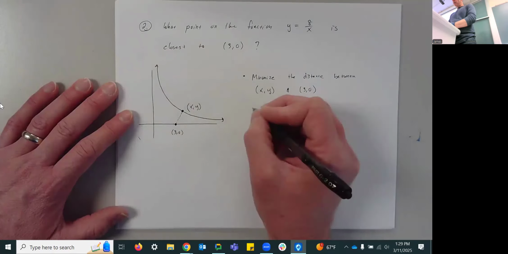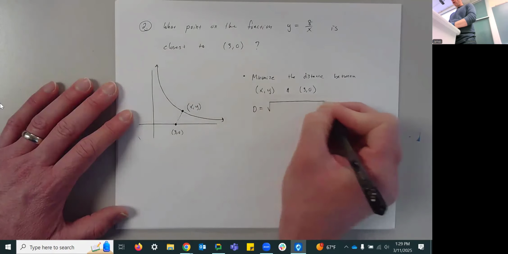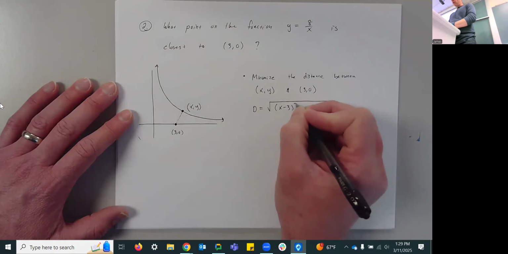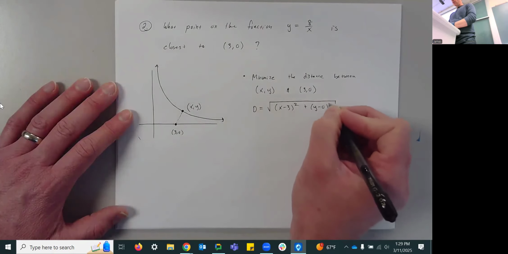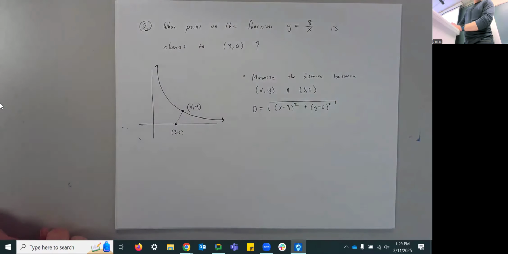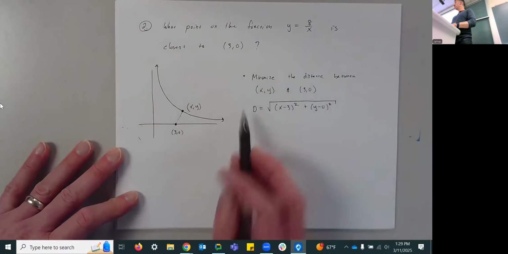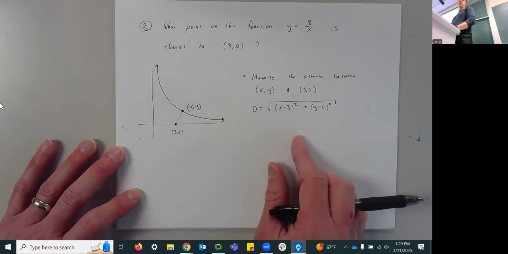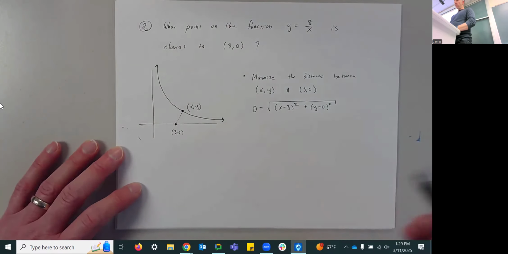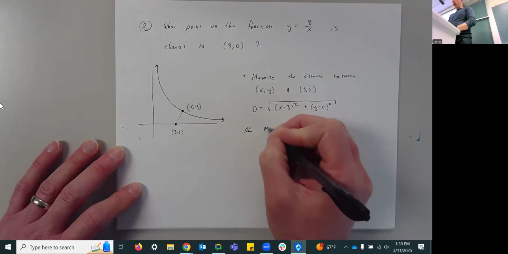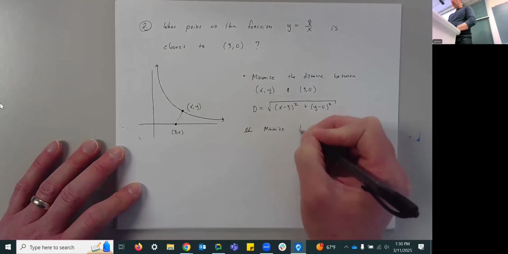So we're trying to minimize the distance, which is the square root of (x minus 3) squared plus (y minus 0) squared. Here's something I would almost always say is going to be the case. Instead of minimizing the distance, minimize the square of the distance. If you're trying to make this quantity as small as possible, you're going to try to make the stuff inside the square root as small as possible. So instead, minimize distance squared.